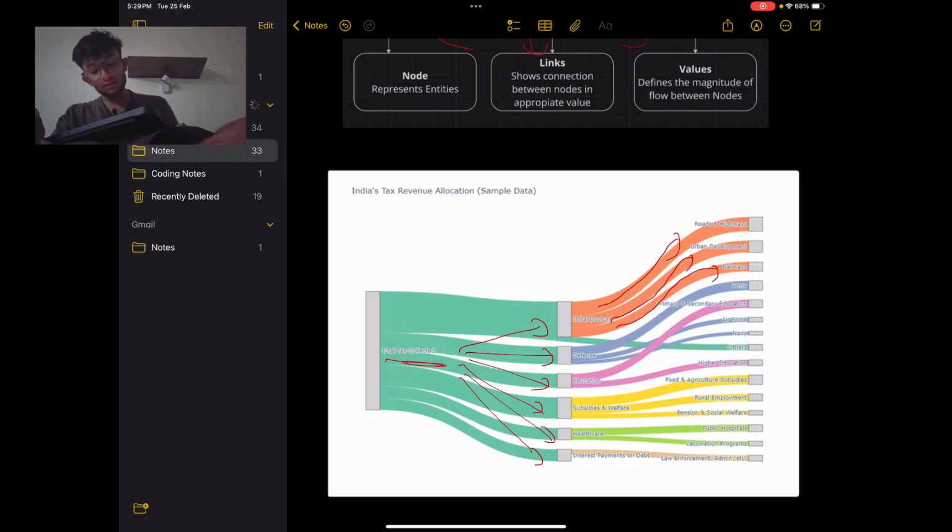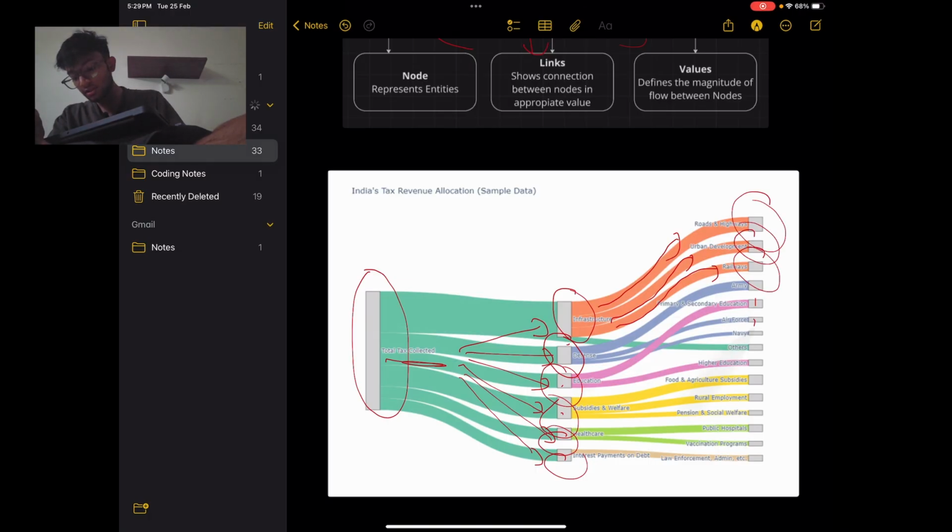So here, these gray boxes, the total tax, then tax for infrastructure, tax for defense, all these streams, these all represent the nodes. Links are the connections between these nodes. For example, from the plot we can see that some part of the total tax collected is used in infrastructure, some part of it is used in defense.